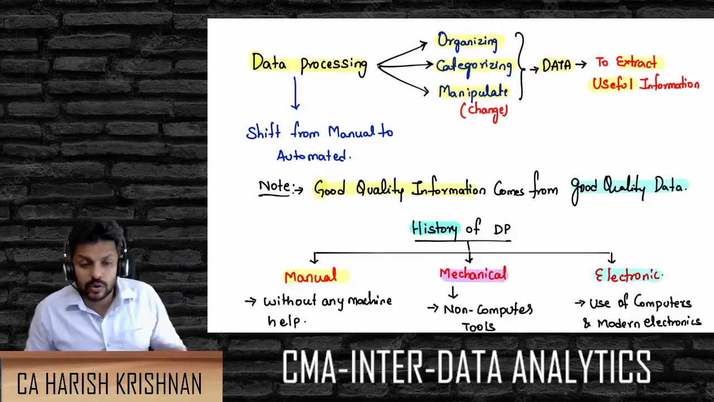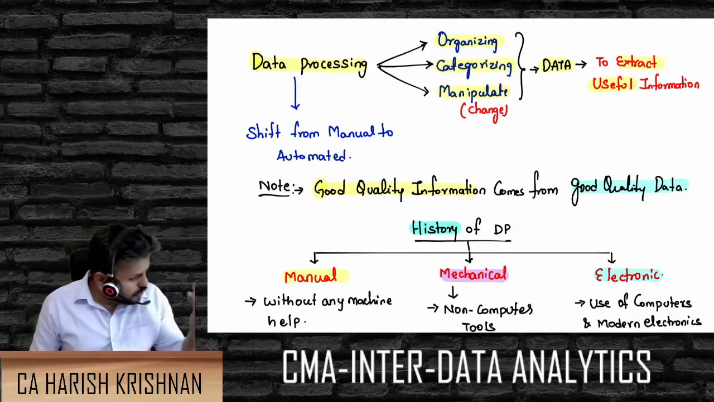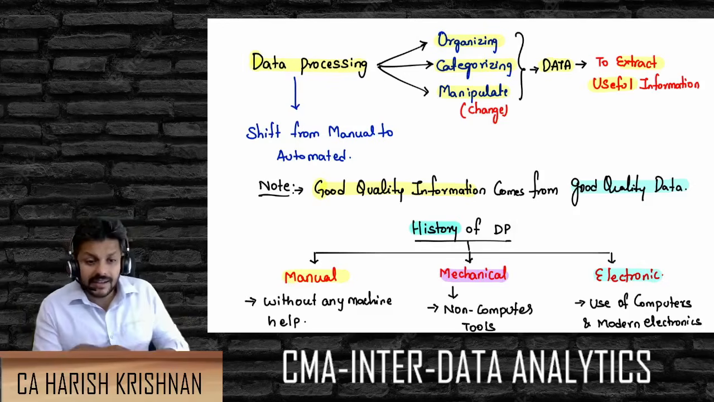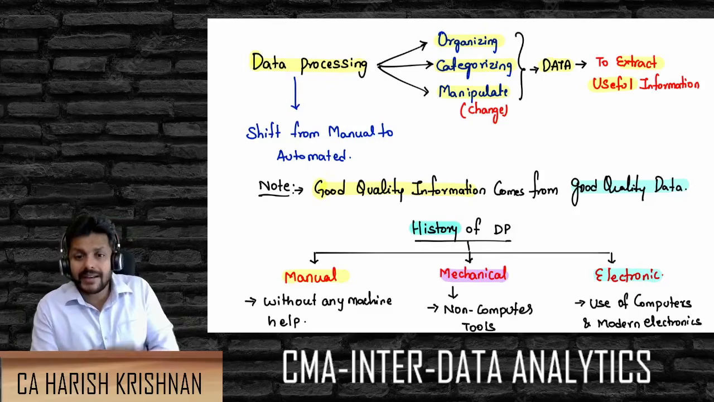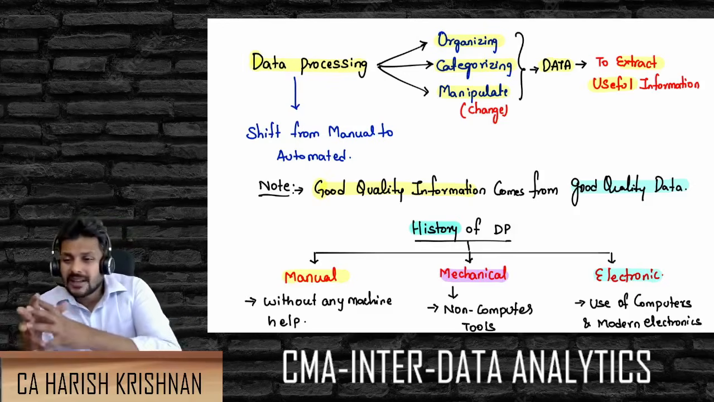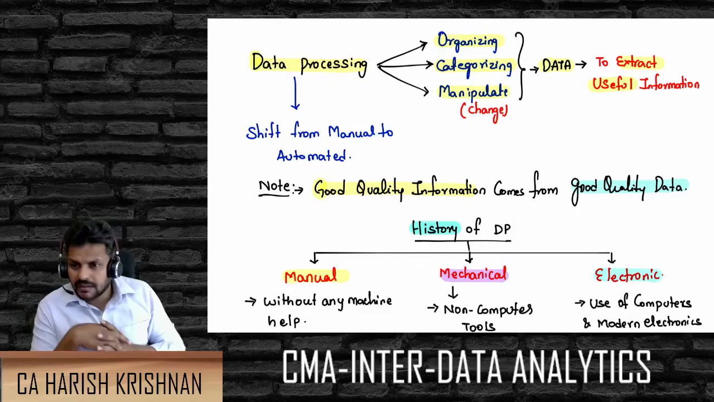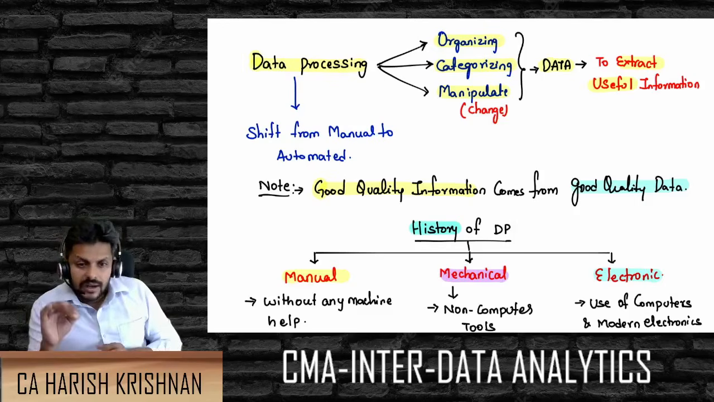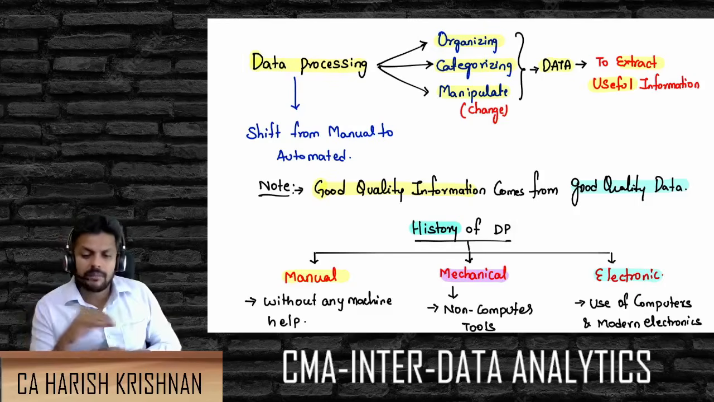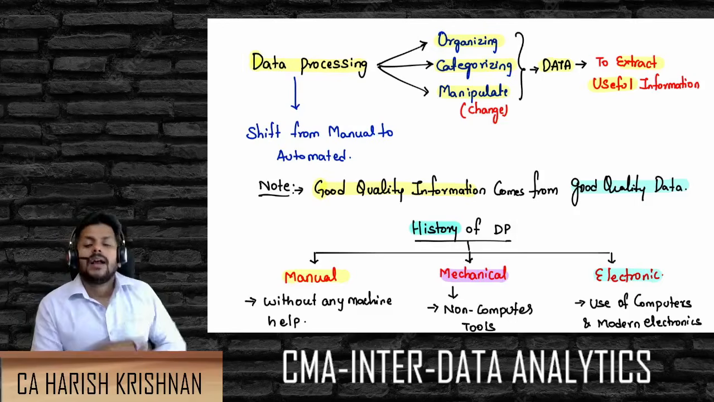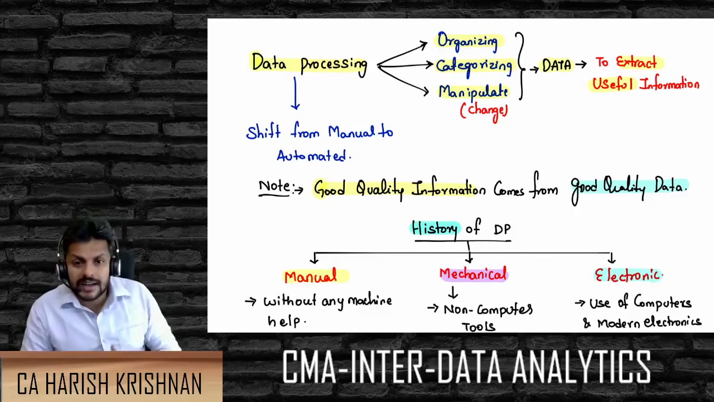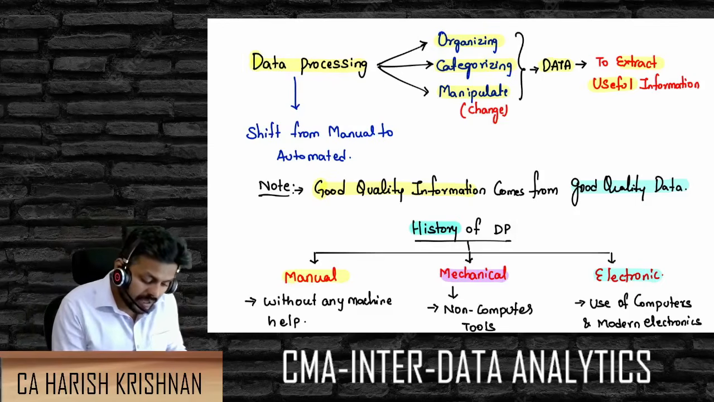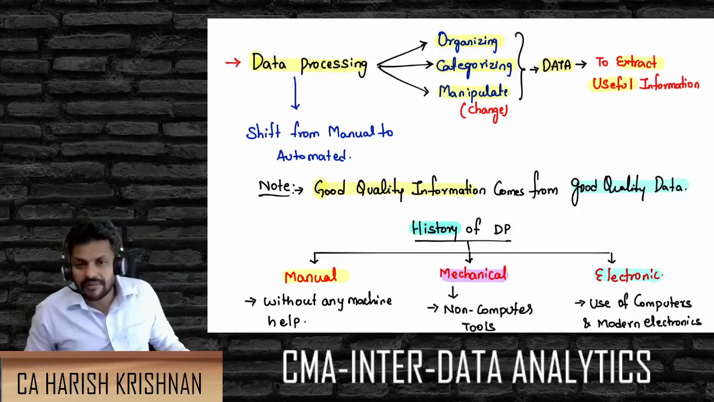Manipulate here means to make some changes. So you are taking raw data on one hand, then you are organizing it, categorizing it, and then making some changes to it, manipulating, and then pulling some useful information out of that. That is what is called data processing. One more time, in simple terms, what is data processing? Data processing is about organizing, categorizing, and manipulating the data to extract useful information. So that is the first and foremost insight you have to develop from this.